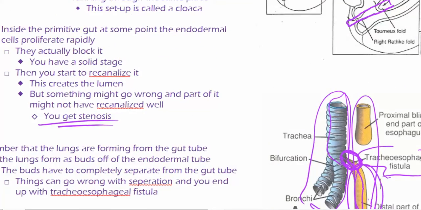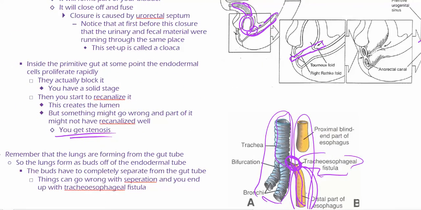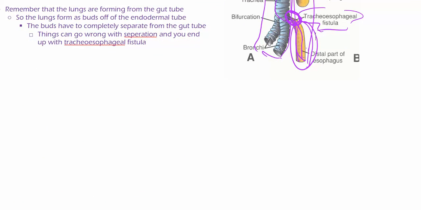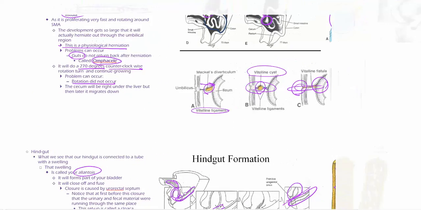So that's basically it. Quick question: what forms the separation between the hindgut and your urinary system? What's going to form a separation between the hindgut and the urinary system? Urorectal septum. Urorectal septum. But yeah, this is all you need to know for this lecture. Okay.